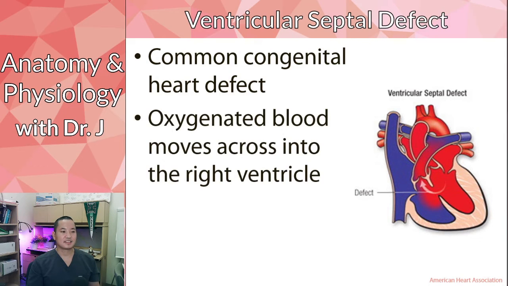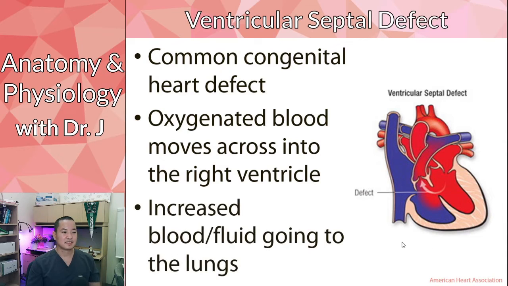Well, the thing is that the oxygenated blood moves across from the left ventricle into the right ventricle. And you might be thinking, wait, is it even only one direction? So what happens is that now you have increased blood and fluid going to the lungs. Why? Because when the ventricles contract, they're supposed to pump out the same amount of blood. Even though they have different thickness, they're supposed to maintain the same rate of traffic going to the lungs and away from the lungs and to the body and away from the body.